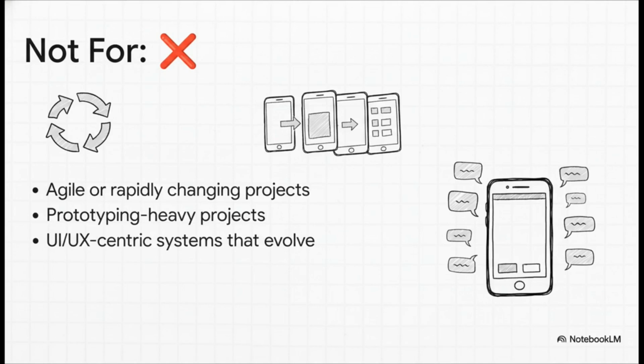And where should you probably avoid it? Well, it's not a good fit for agile projects where requirements are expected to change and evolve. If you're building a mobile app that relies on constant user feedback and iteration to get the experience right, the V model's rigidity is just going to slow you down.